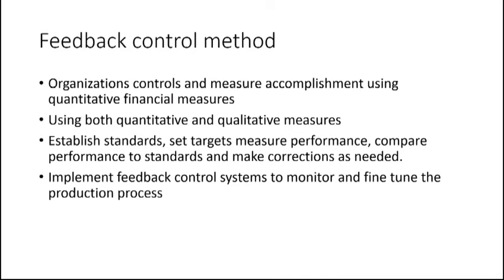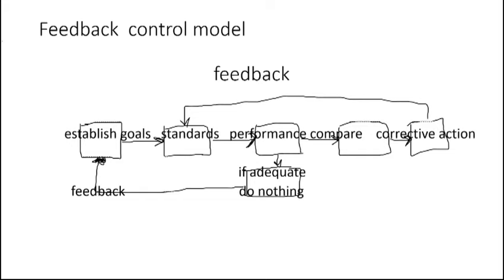Then here you have established standards, set targets, measure performance, compare performance to standard, and make corrections as needed. Then implement the feedback control system to monitor and fine-tune the production process. This is my attempt at a chart to show you how the feedback control model works.